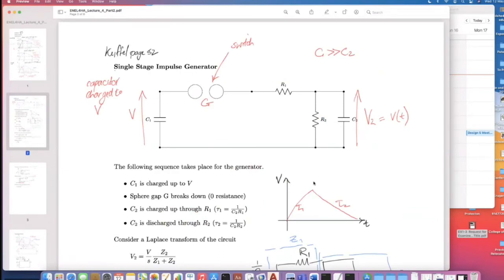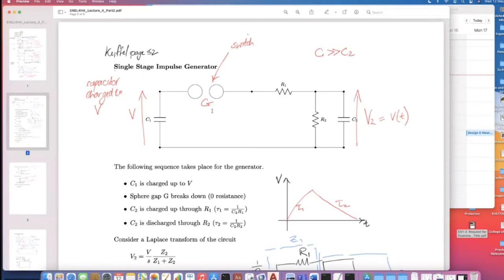Right, so let's look at the impulse generator itself. So we've got a capacitor C1. We've got a switch. We've got an R1, an R2, and C2. Our initial capacitor is charged to a voltage V, so it's holding charge. While that switch is open, there's no voltage here. The voltage here is naught. So V2, the voltage that we want to look at, is naught.